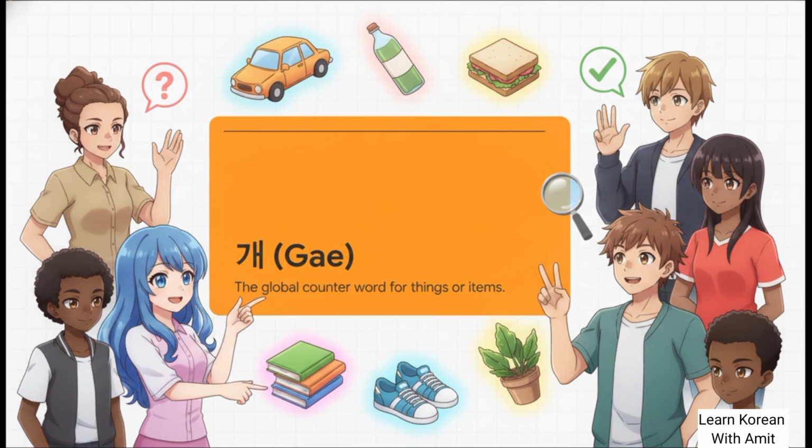There are a ton of specific counter words for things like cars or books or animals, but here is the ultimate pro tip that will absolutely save you. The word gae is a global counter. It basically just means things or items. If your mind ever goes blank and you forget the specific counter word for a bottle or a sandwich, you just use gae, and locals will know exactly what you mean.